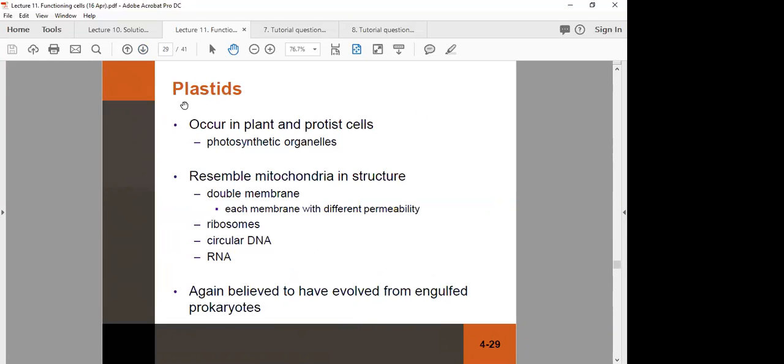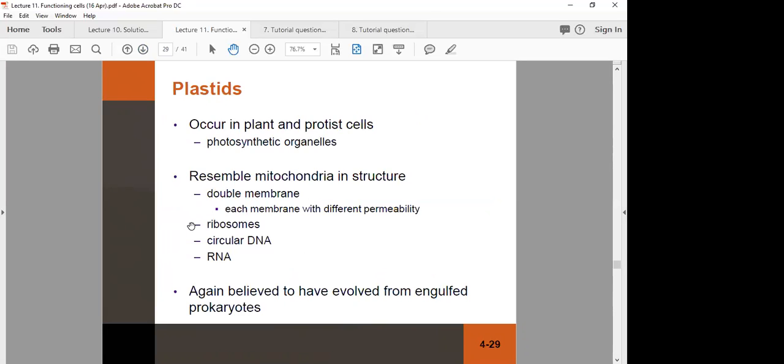All right, our next group of organelles are called plastids. There's a few different types. We're only going to focus on one type of plastid that occurs in plant cells and in some protists, for example, algae. These are photosynthetic organelles called chloroplasts. They very closely resemble mitochondria in structure in that they have a double membrane. Each of those membranes has a different permeability.